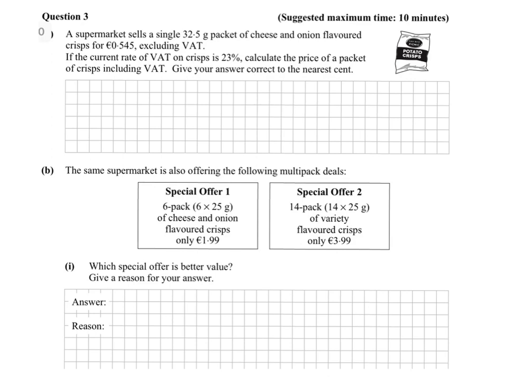Okay, this first one here was normally quite well answered, and basically you're just finding 23% of the packet of crisps. So it's going to be 0.545 multiplied by 0.23. The second question, a supermarket is also offering the following multi-pack deals. So you can get 6 packs of cheese and onion for $1.99, or you can get 14 packs of a flavoured crisp for $3.99. So which is the better value?